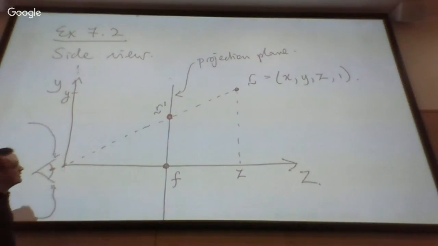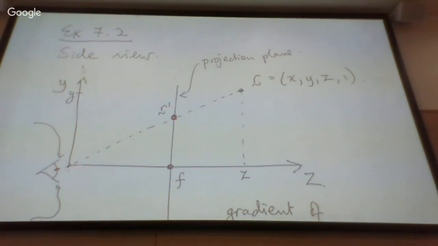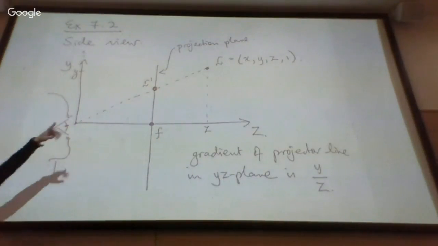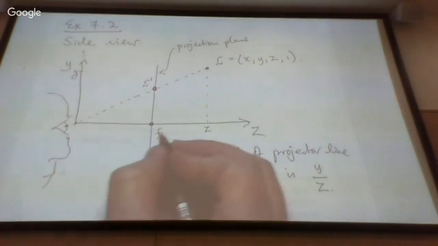Now, what point is that? Well, consider the gradient of this line, the projector line, in the yz plane. The gradient of what we're looking at is y over z. So the line is going from the point in the yz plane with coordinates y, z back to the origin. That projector line, the line from the pupil out to the point R, has gradient y over z. But we want to project it to this point here, which is distance f along the z-axis.